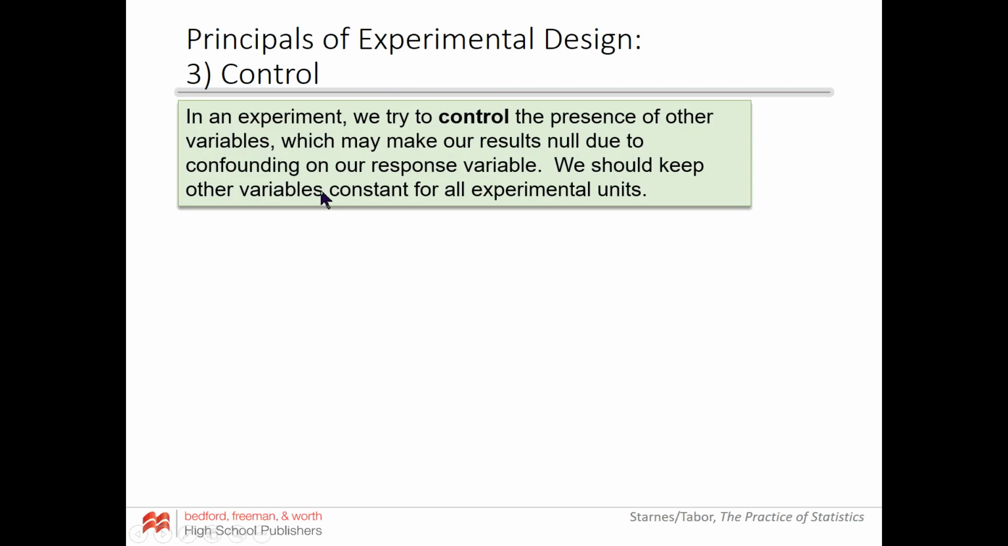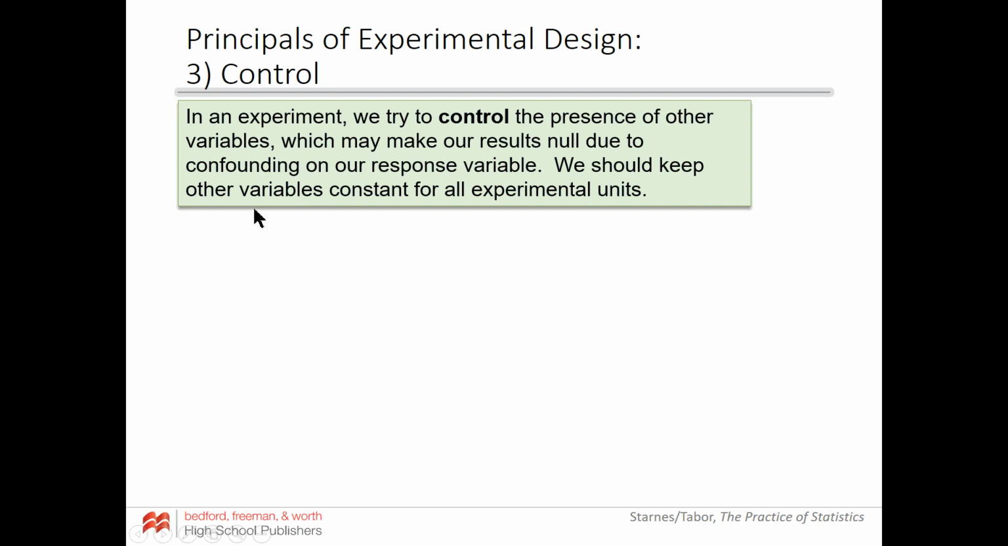All right, so we're going to move on to the third principle. The third principle was control. In an experiment, we try to control for the presence of other variables, which may make our results null due to confounding on our response variable. Control is like a fancy name for getting rid of, or trying to eliminate as much as possible, those other confounding variables.